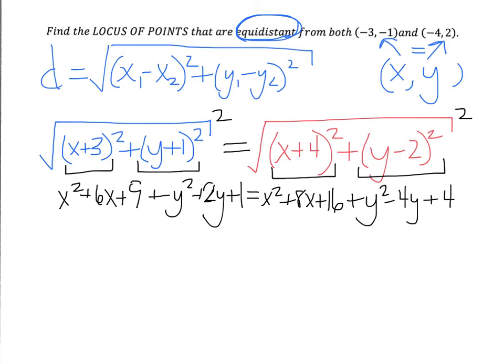Now we need to get all of the x and y terms on one side of the equation, the constants, the plain numbers, on the other side. When I subtract x squared from both sides to move them to the left, notice it cancels them both out. Same thing with the y squareds. Subtract y squared from both sides. It's canceled out as well.